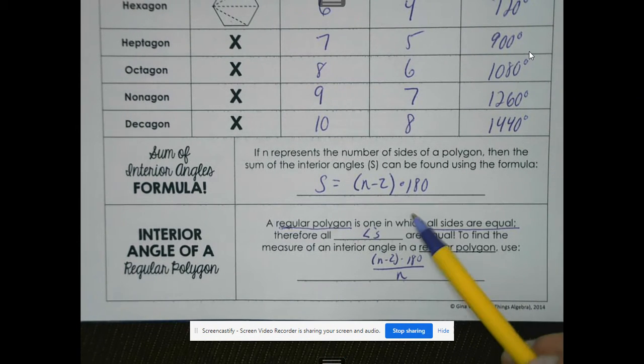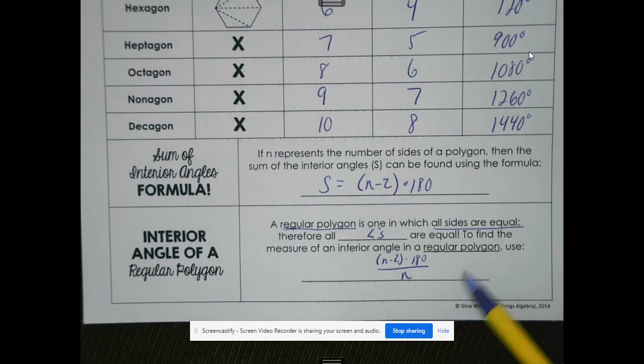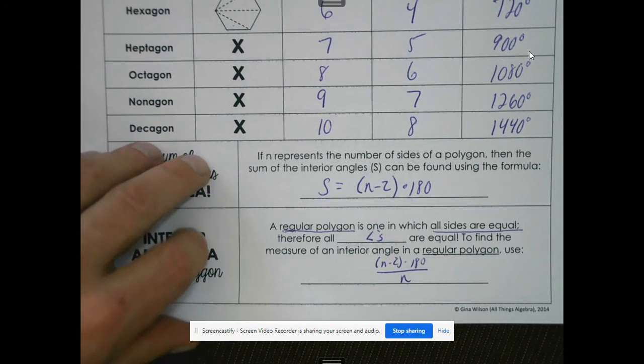So if I want to find the total, use this formula. If I just want to find one of the angles, just divide it by number of sides or angles, same thing. All right, next slide.